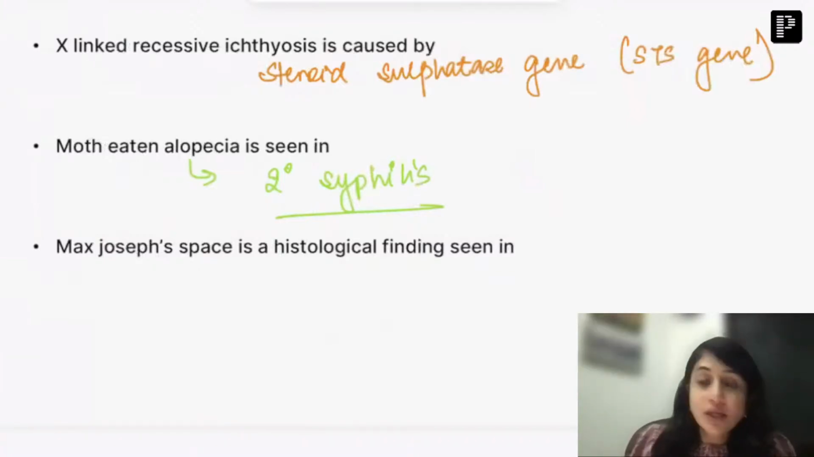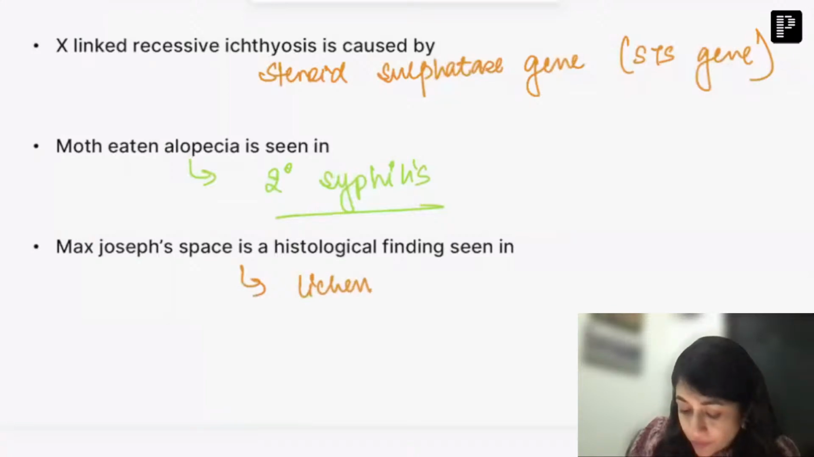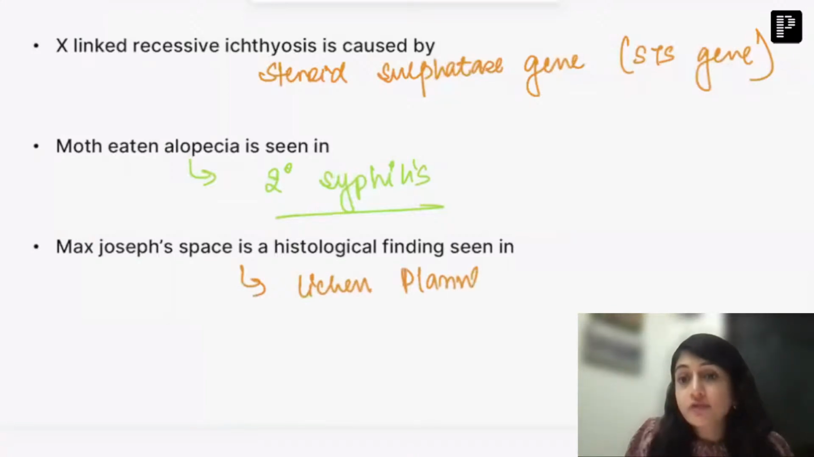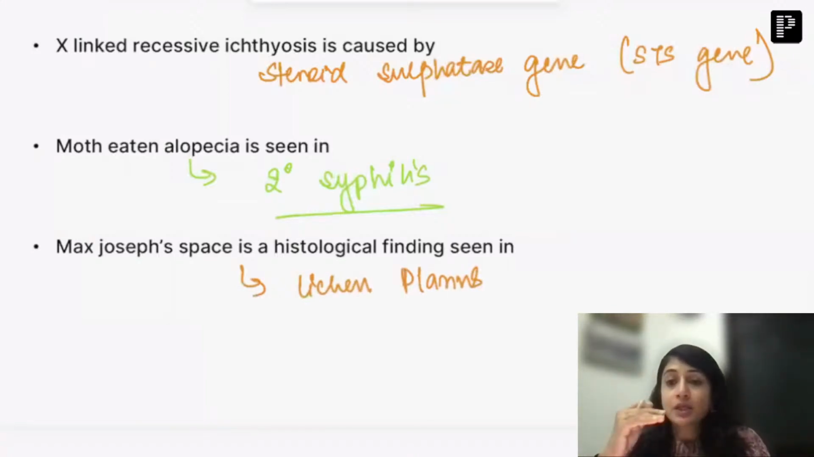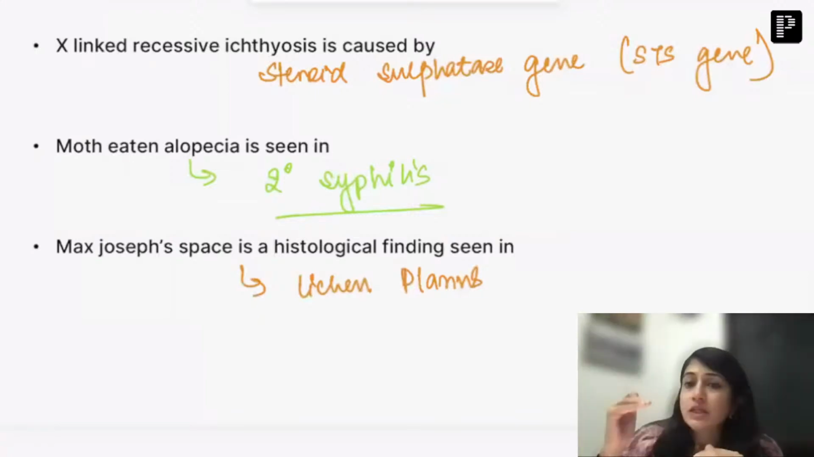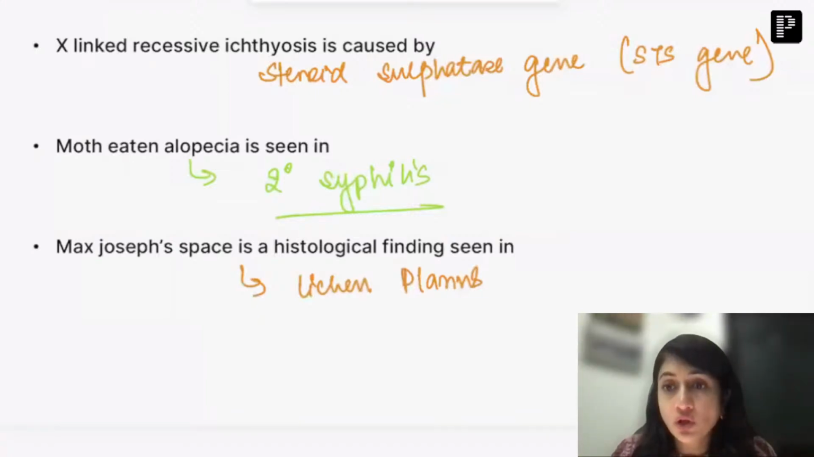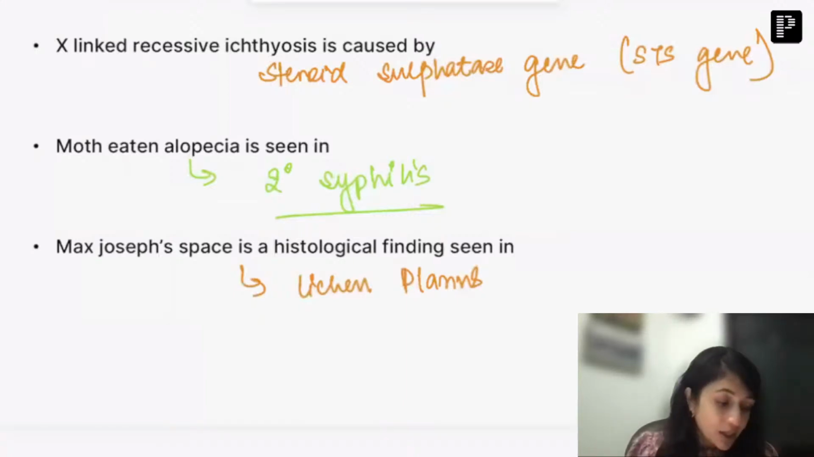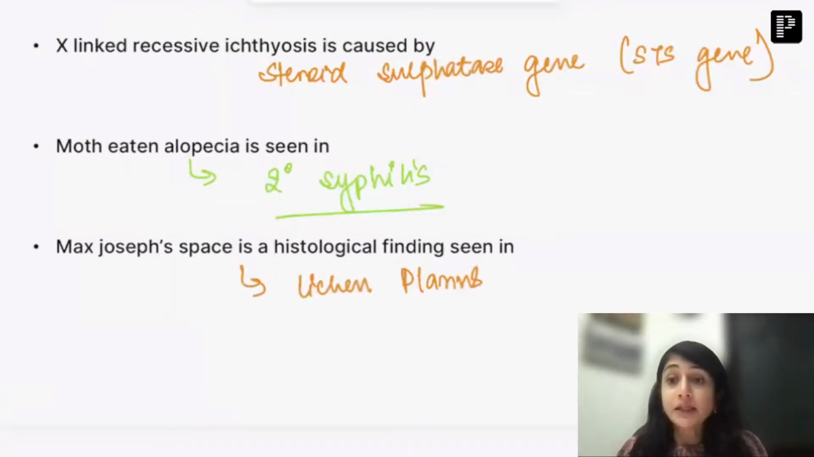Max Joseph space is a histological finding that you see in lichen planus. This is correct. What is Max Joseph space? In between epidermis and dermis, there is a little space that forms because of dense lymphocytic infiltrate in the dermis, which pulls the epidermis away. So there is a little empty space that you see on histopathology between epidermis and dermis, and that is called Max Joseph space, and that is seen in lichen planus.